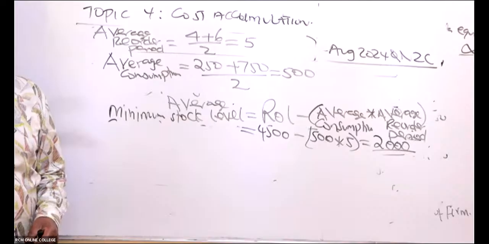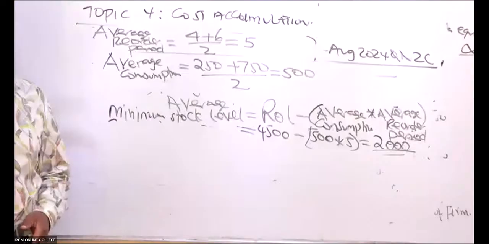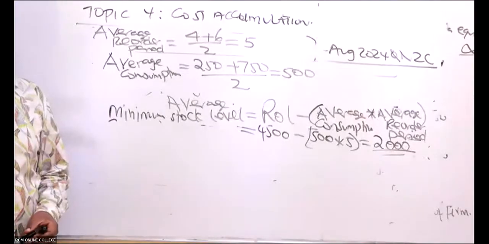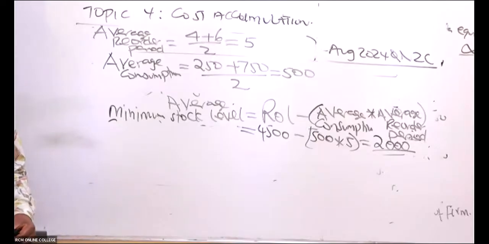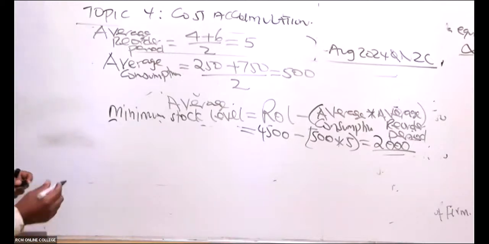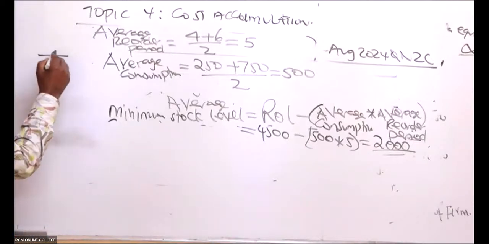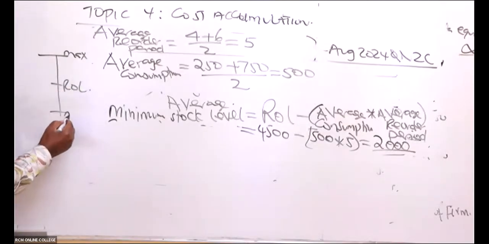What is your understanding of this minimum stock level? So we shall be having at the very top here maximum. In between here, we have what we are calling the reorder level. And then we have in this case minimum stock level.